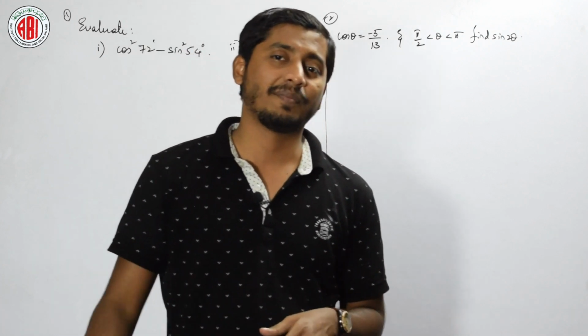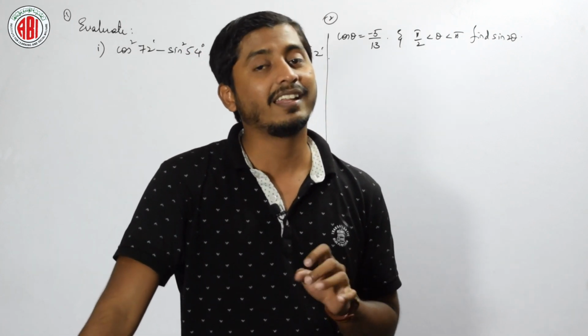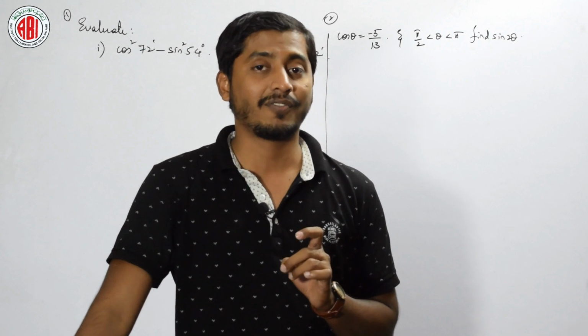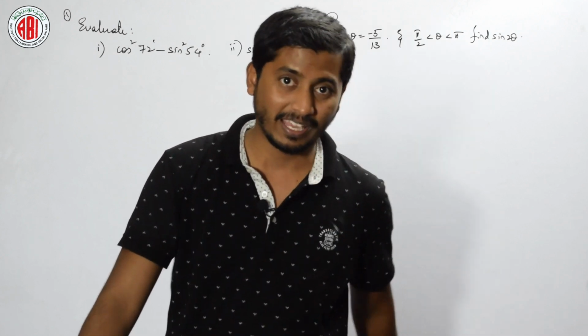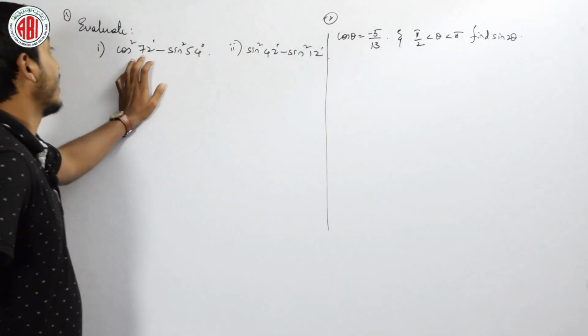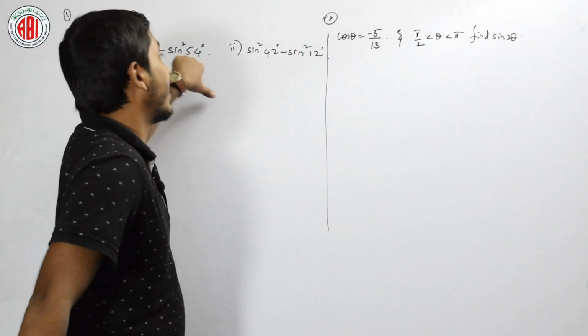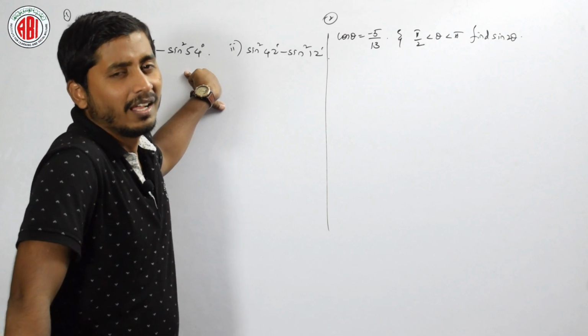What is the thing we have to remember? What is the value of sin 18? Root 5 minus 1 by 4. What is the value of cos 36? That is root 5 plus 1 by 4. Now see here, the question given here is cos square 72 minus sin square 54.